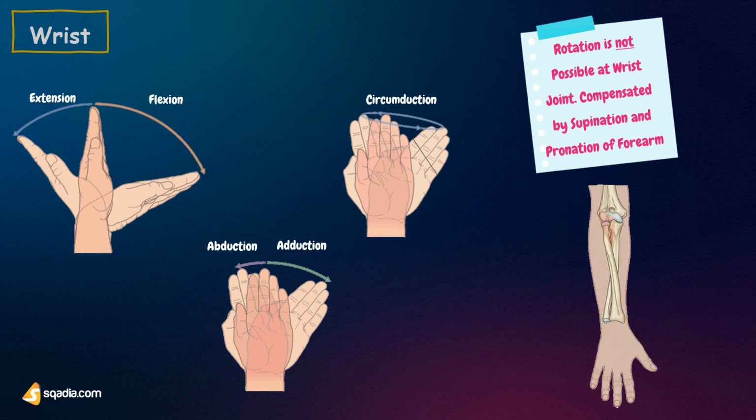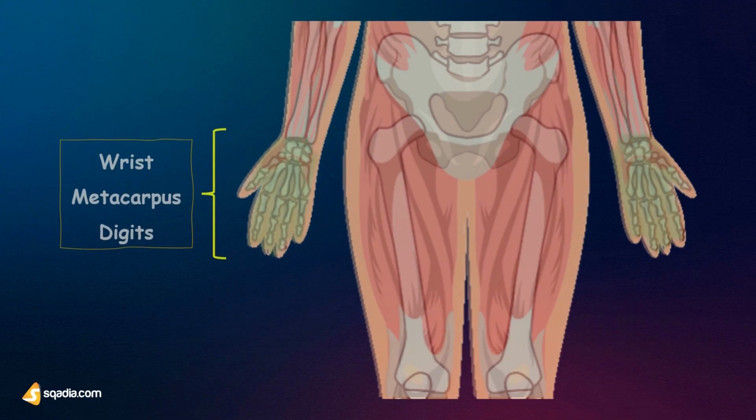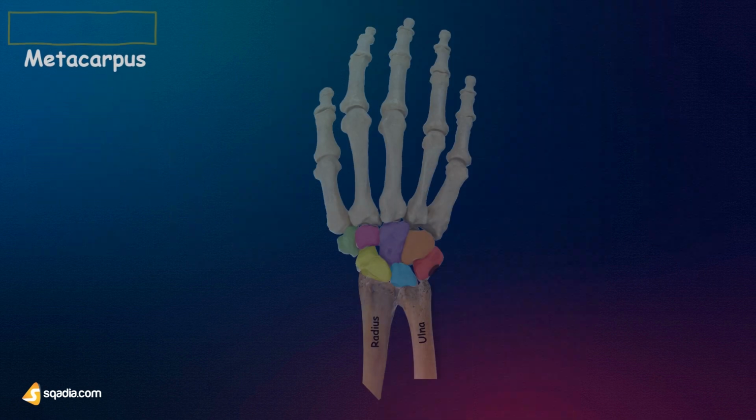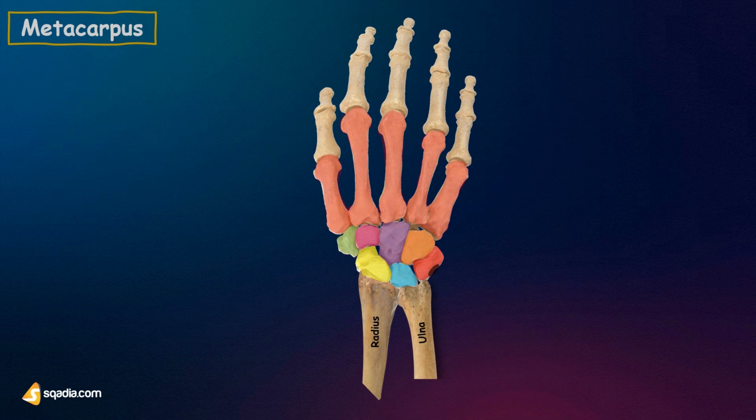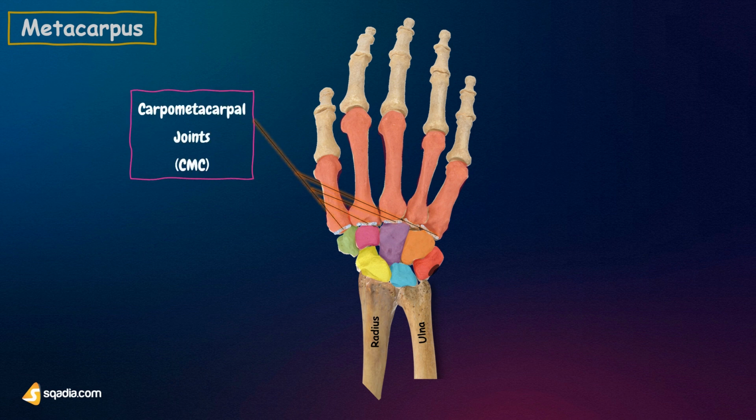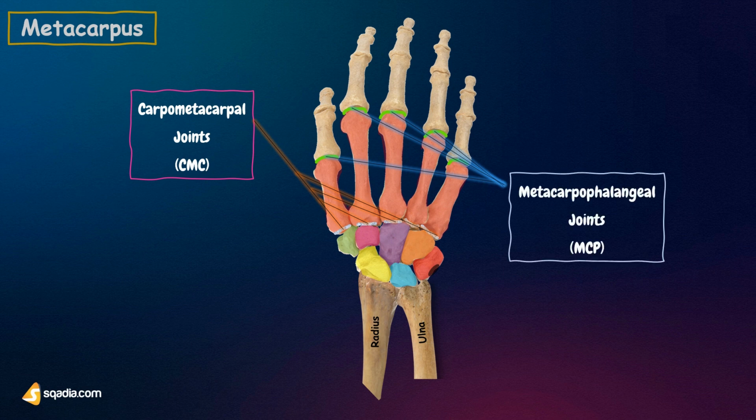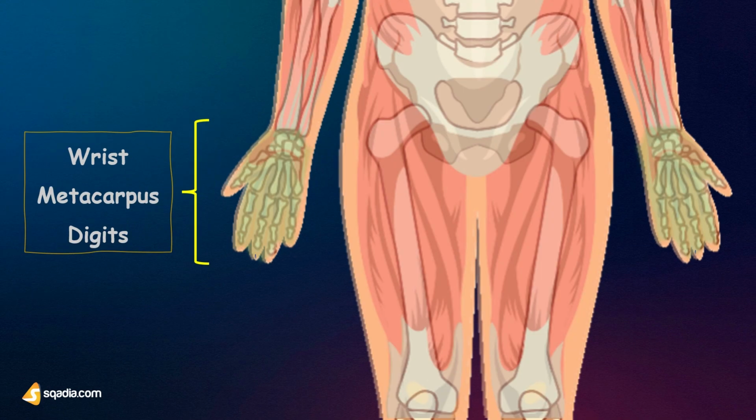Moving on to the next part of the hand, that is the metacarpus. The metacarpus comprises 5 metacarpal bones. These bones make up the palm of the hand and form joints with the distal row of the carpal bones, the carpometacarpal joint, and the metacarpophalangeal joint. As for the digits, the fingers and thumb are called the digits of the hand.